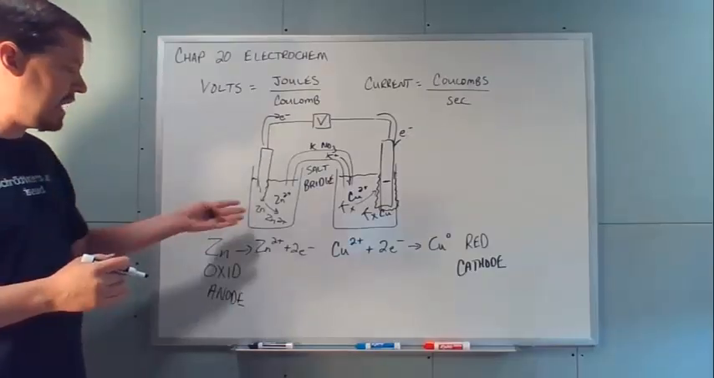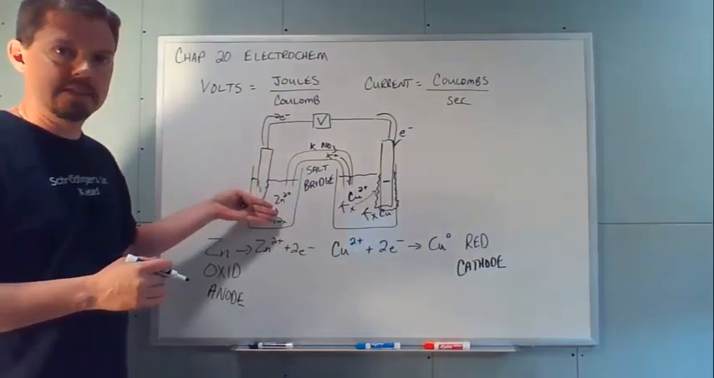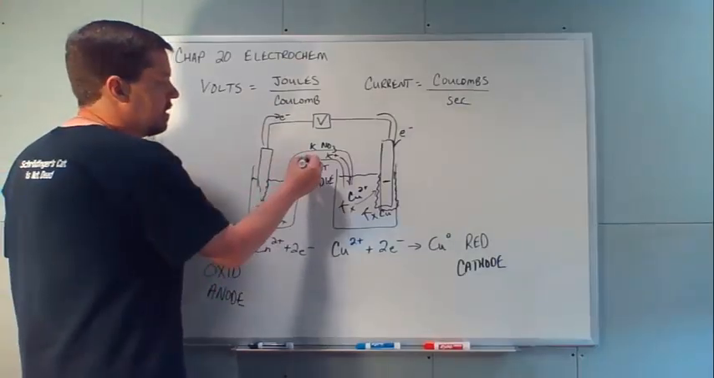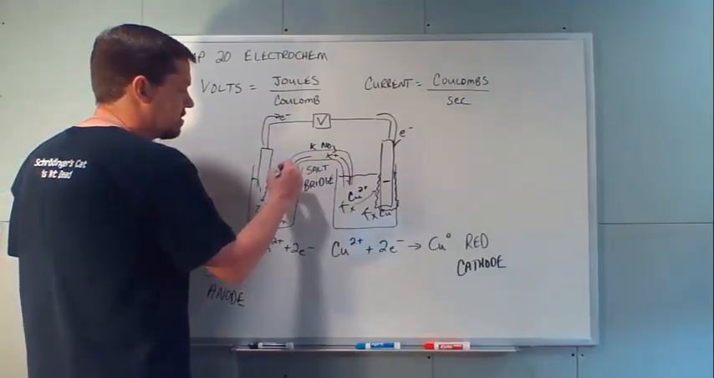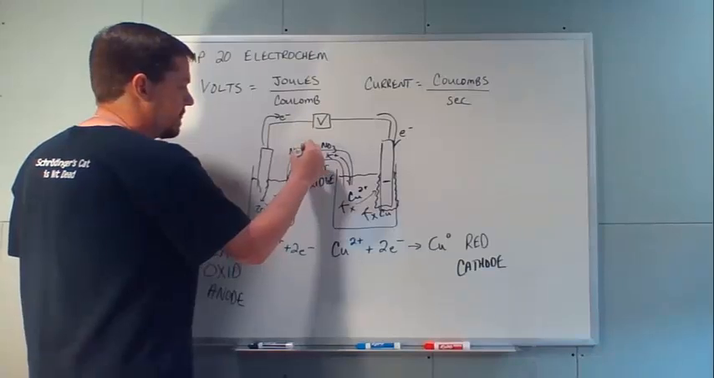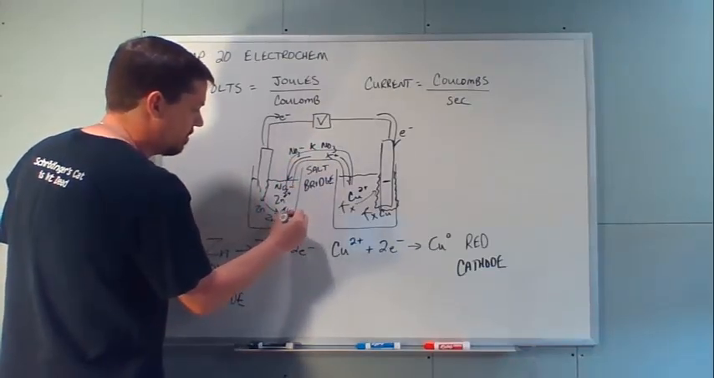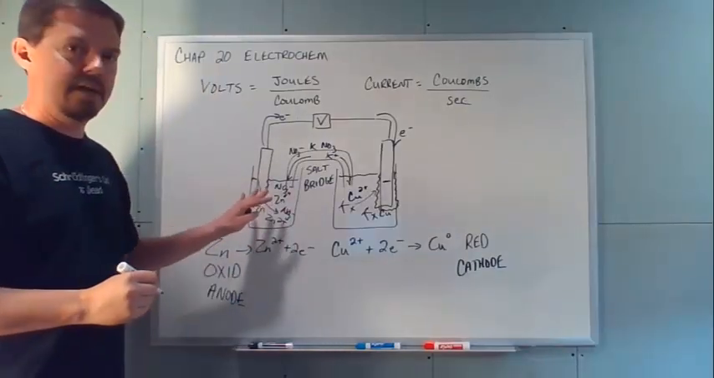All right, so what's happening here is we're building up more positive charge on this side, which isn't okay. So how are we going to counter that? Well, the nitrate ions are going to start moving that way to help stabilize the charge over here and balance it to keep this side neutral.